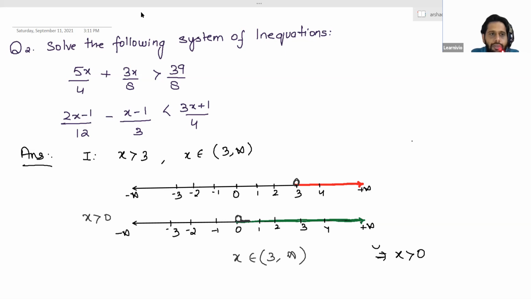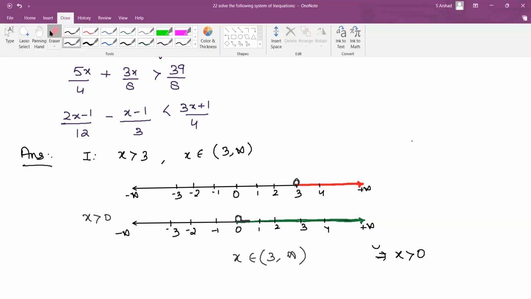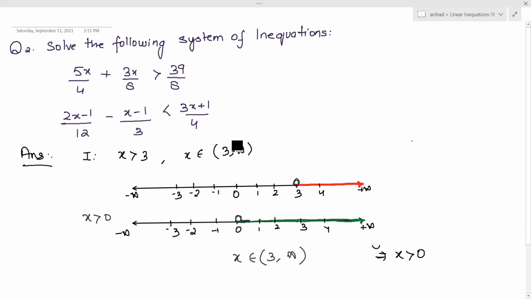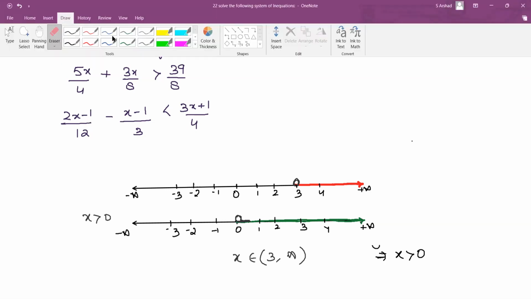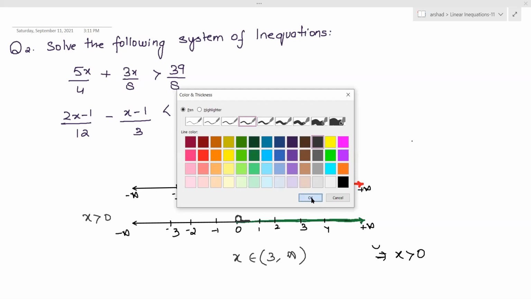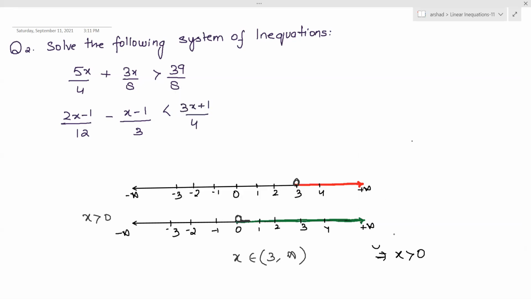Next topic we will continue in the next class. Okay, just give me a minute. I will give you the homework. So you can represent the common solution also on the number line. So this part is homework. Please represent the common solution on the number line.